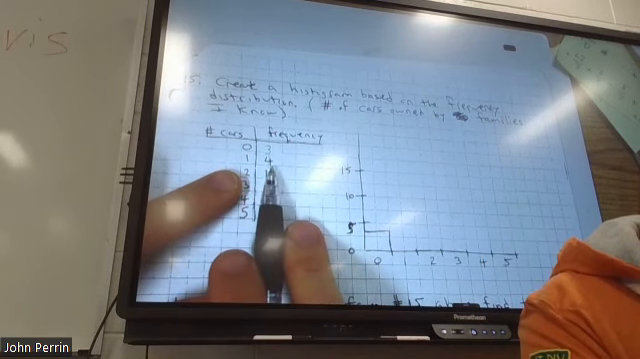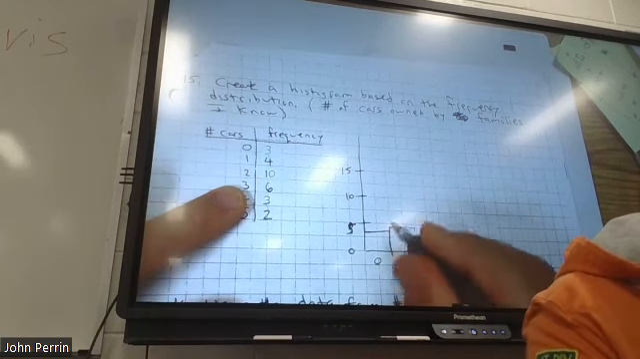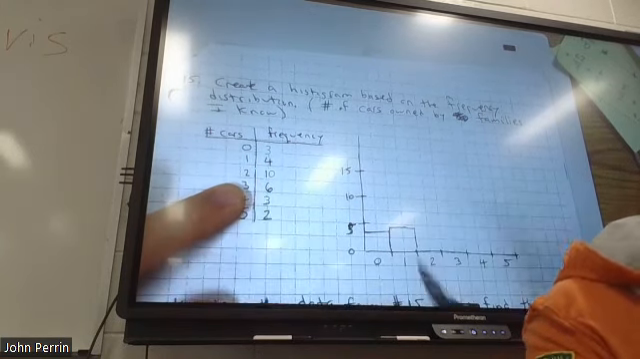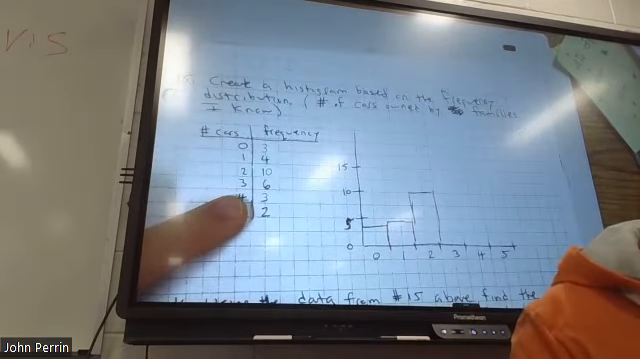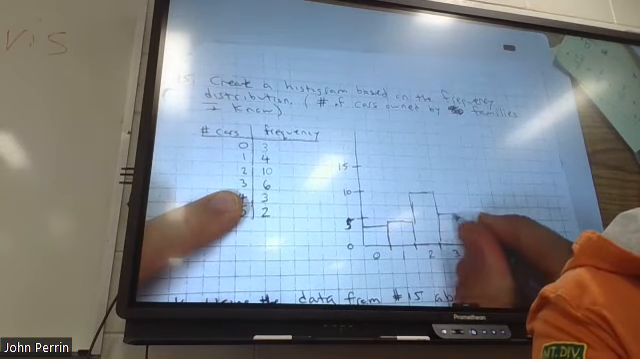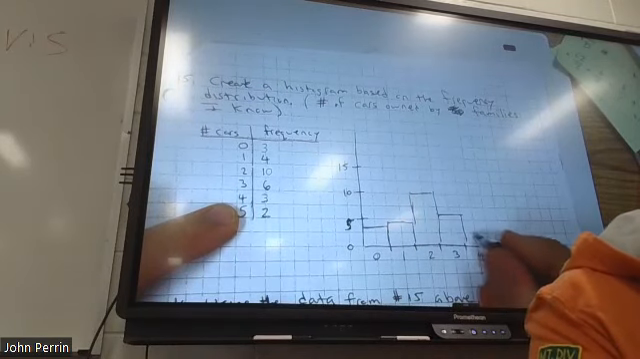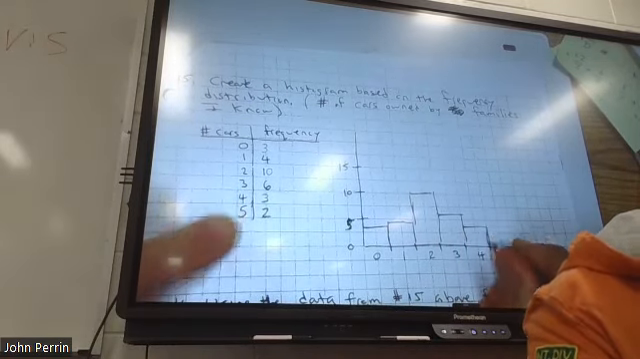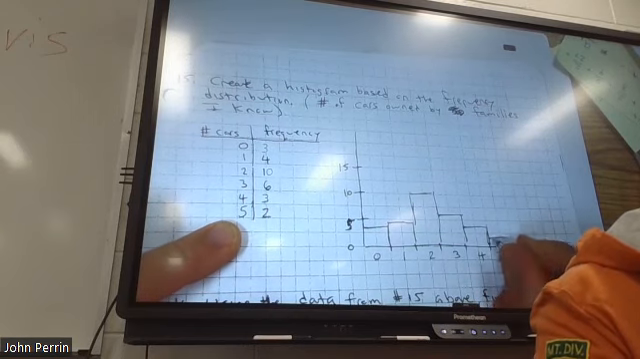4 families with 1 car. 10 families with 2 cars. 6 families with 3 cars. 4 cars has 3 families. And the last bar is 2 families, which maybe you call right about there.